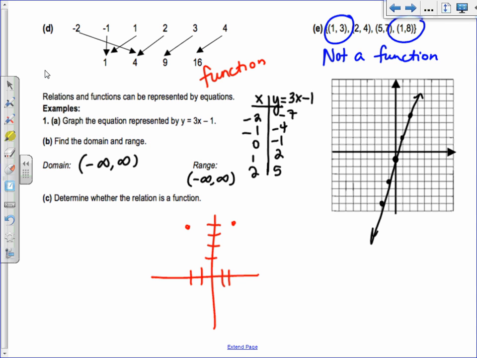All right, is this a function? Does it pass the vertical line test? Yes. All right, so that's a pretty easy one to graph.